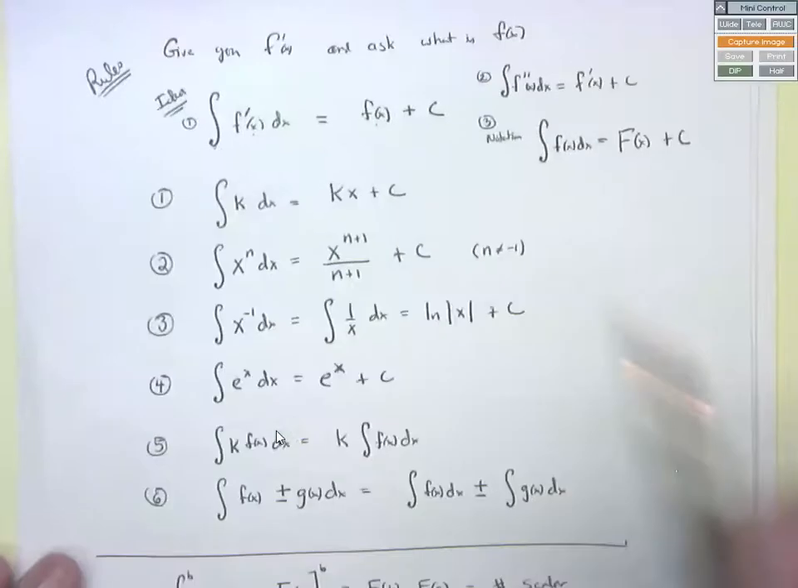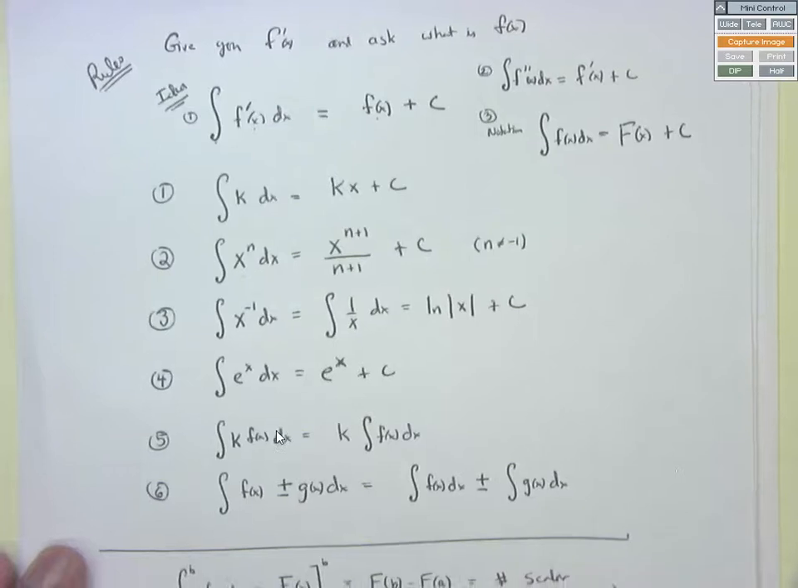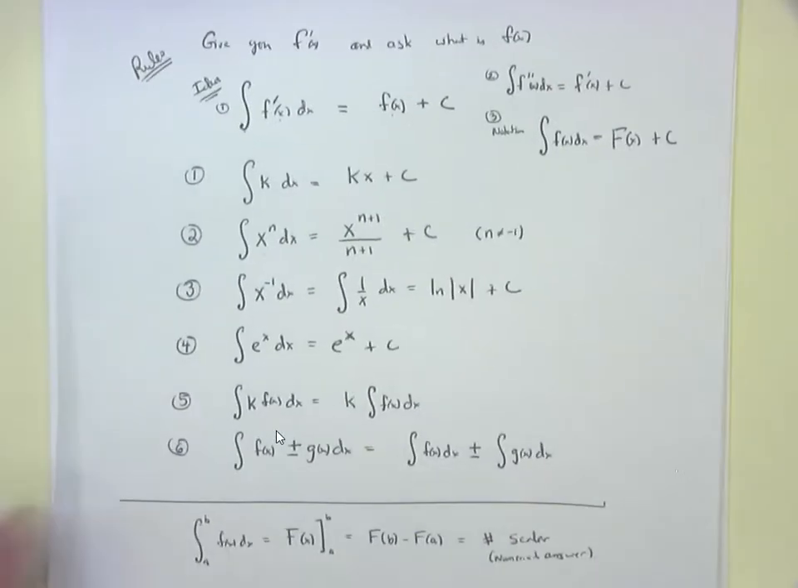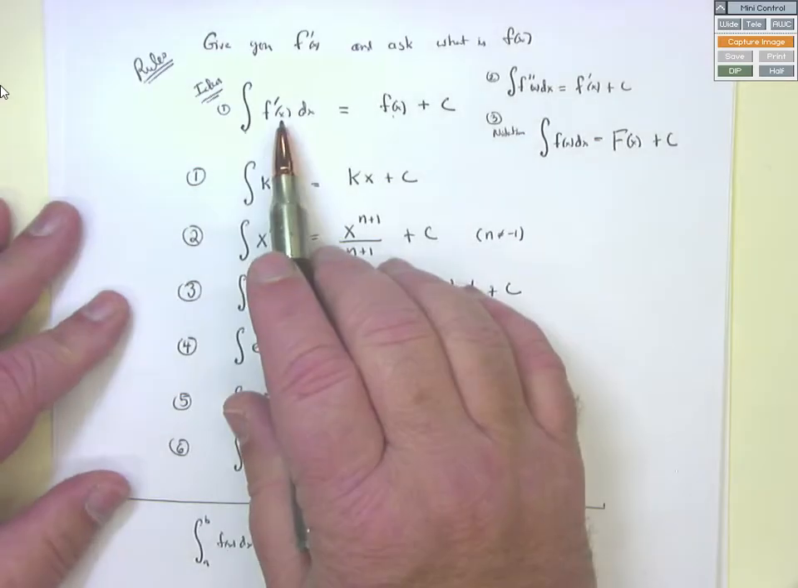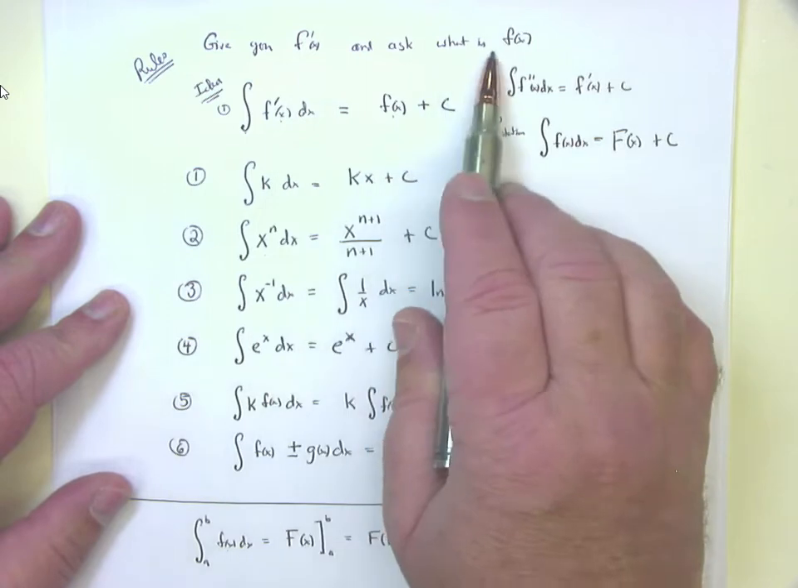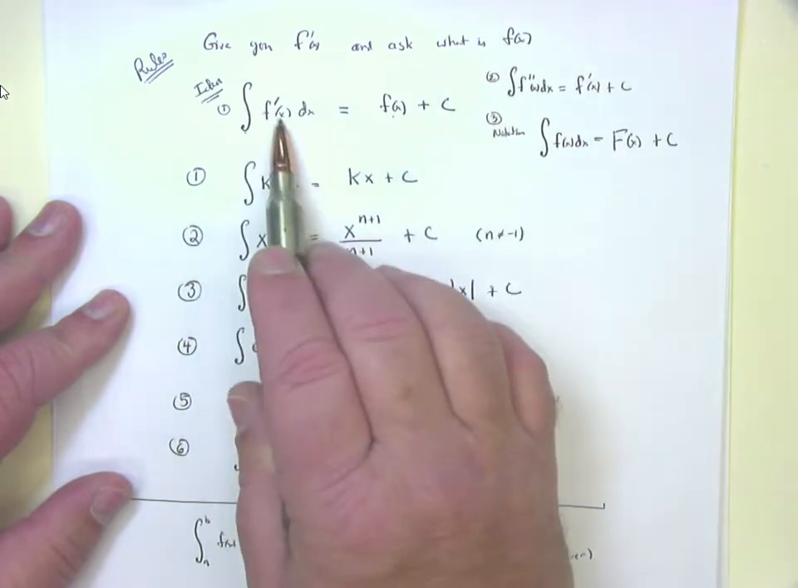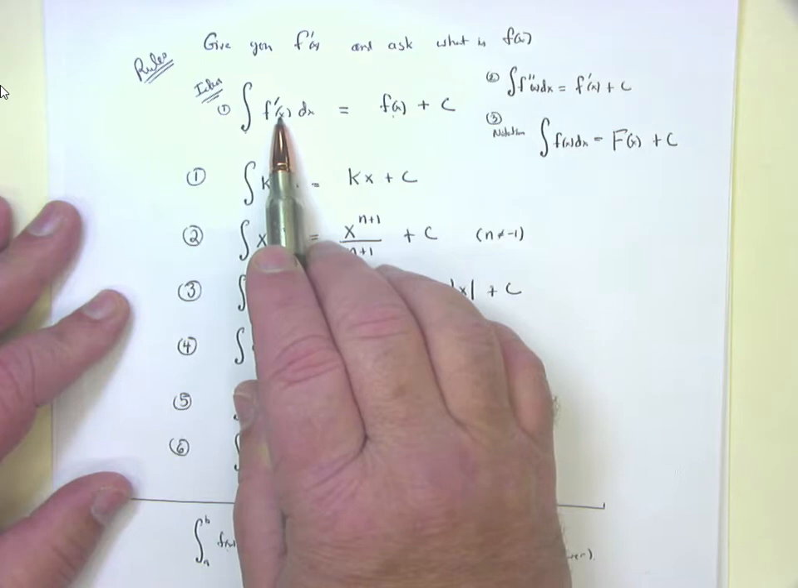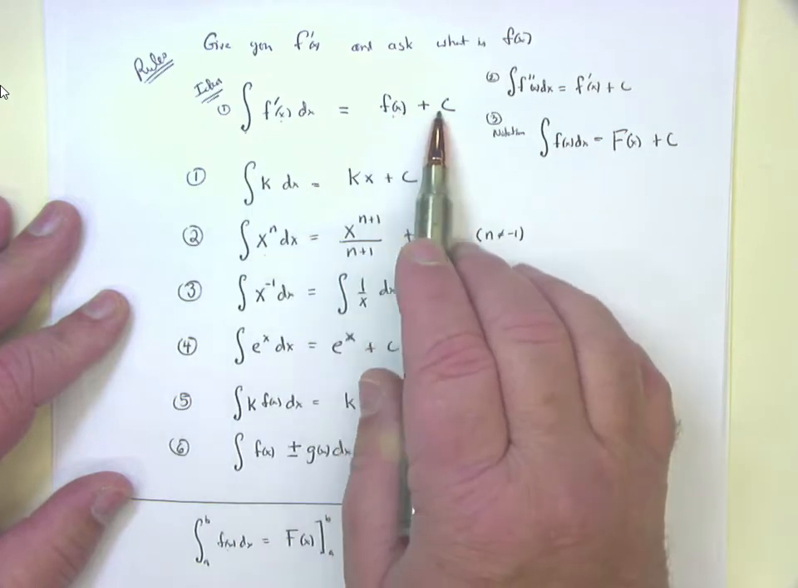Just to remind you guys of all the things we've done so far. The first thing you've got to have memorized is your basic formulas for integration, anti-differentiation. So here they are again, and I just took basically the stuff we did in class and put it up here. Remember, the whole goal is we're giving you the derivative and we're asking you what the original function is. So you have to take the antiderivative of the derivative, and you get the original function plus c.